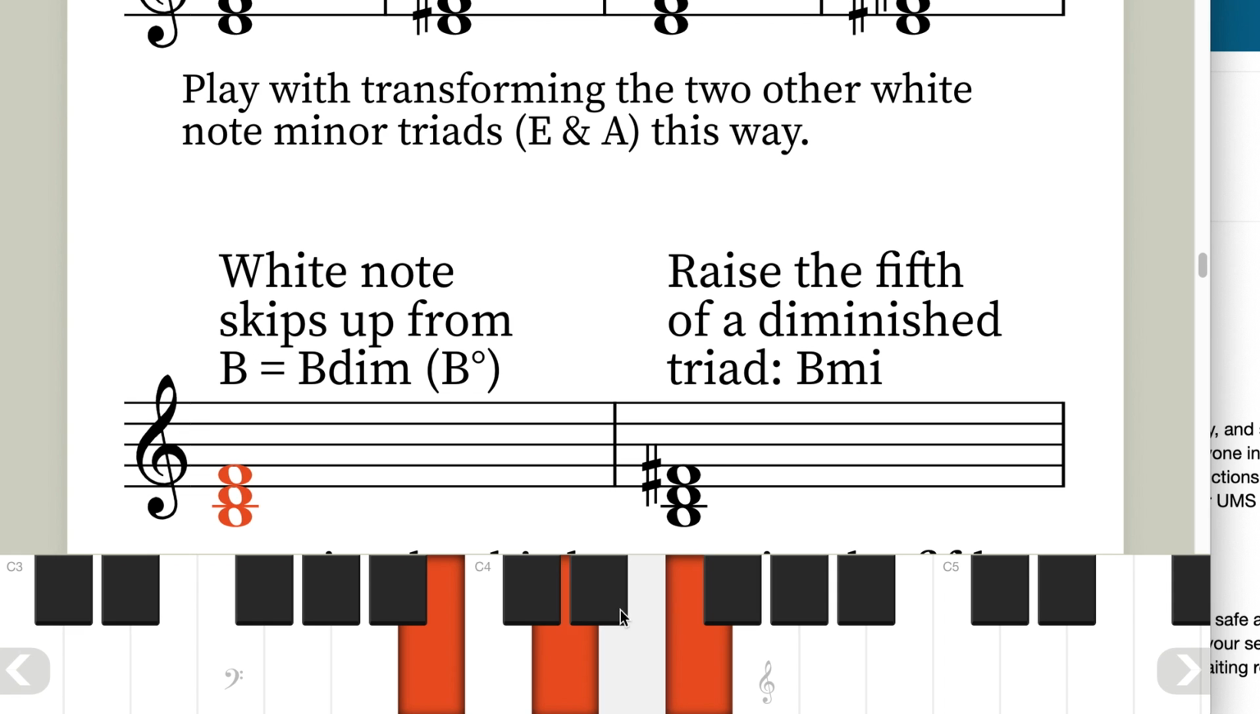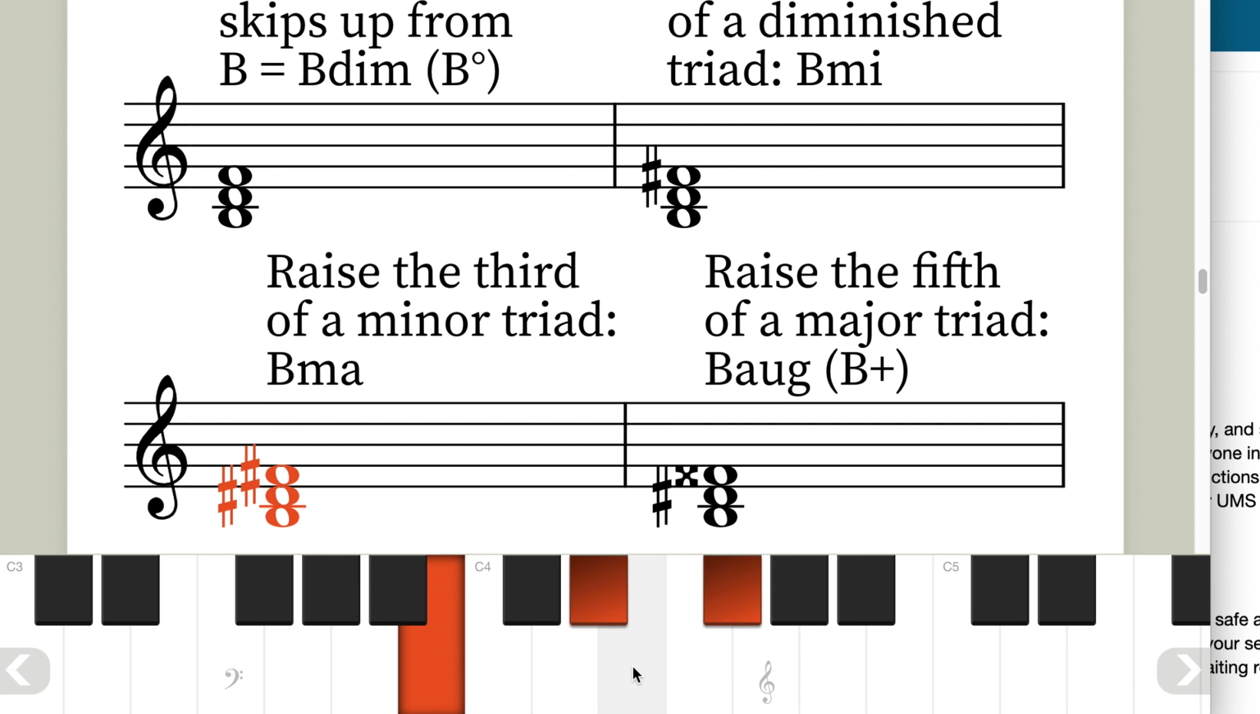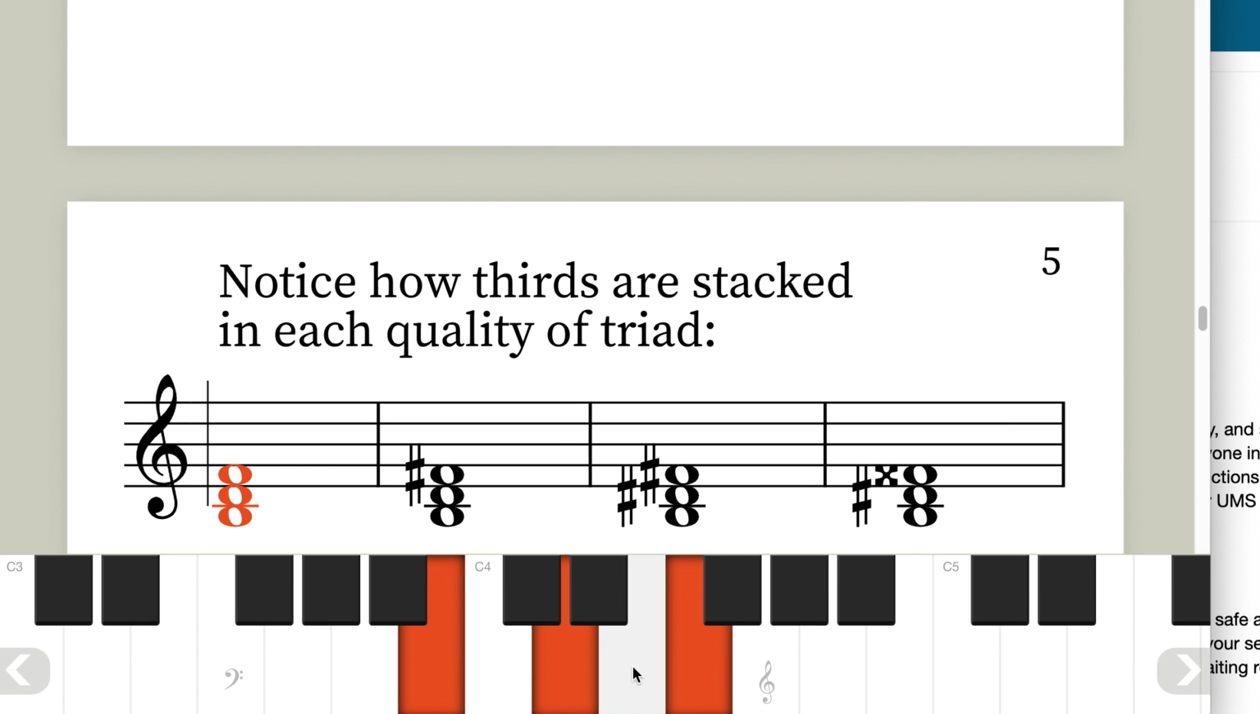And look at the symmetry here. It's like B and F are flanking D, sitting on its throne of some kind. Now I raise the fifth of the diminished triad, and I get a minor triad. And now I raise the third of the minor triad, and I get a major triad. And now I raise the fifth of the major triad to get an augmented triad.